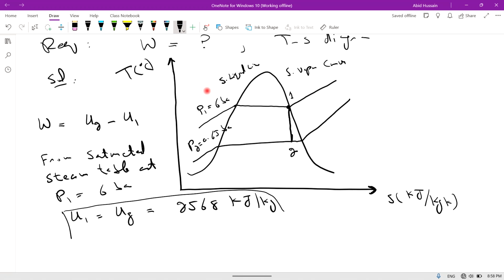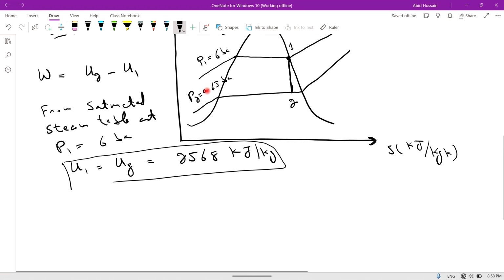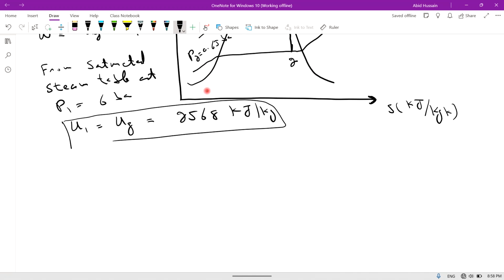And for U2, which is in the wet region, we will use the formula U = UF + X(Ug − UF). For this we need to find X. So for X, first we find S2. S1 is equal to Sg because this is the saturated vapor line. From the saturated steam table at pressure equal to 6 bar, S1 = Sg = 6.761 kilojoule per kilogram per Kelvin.